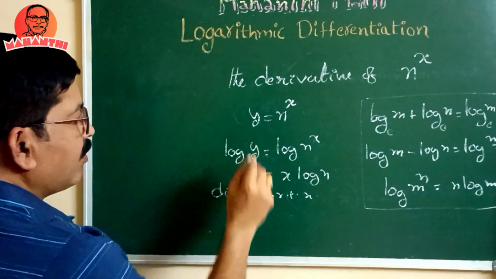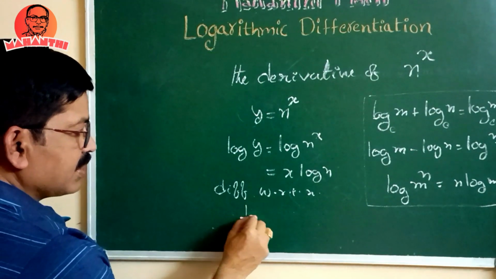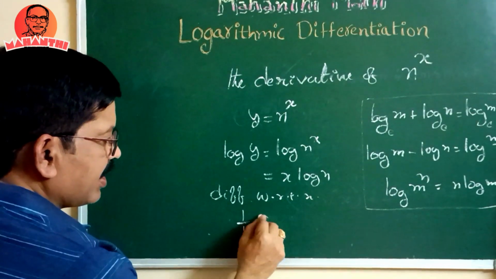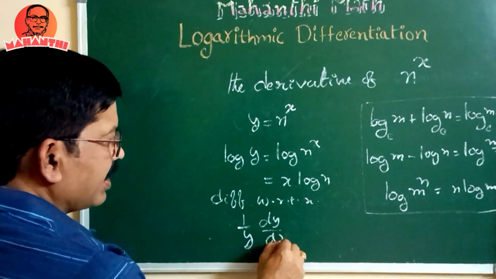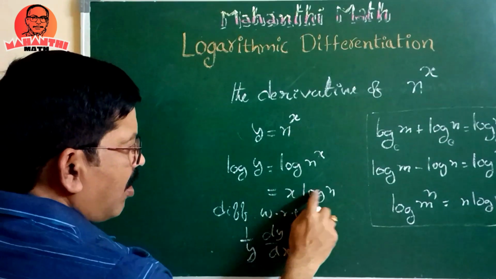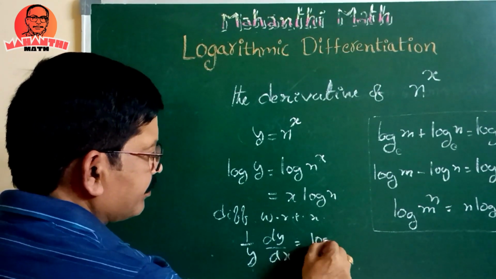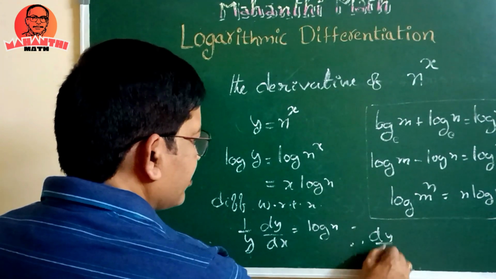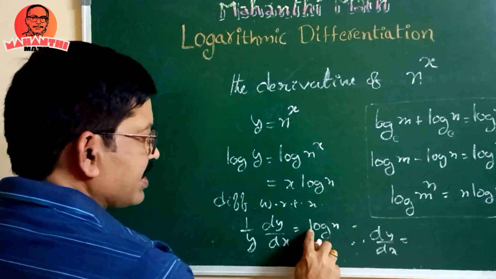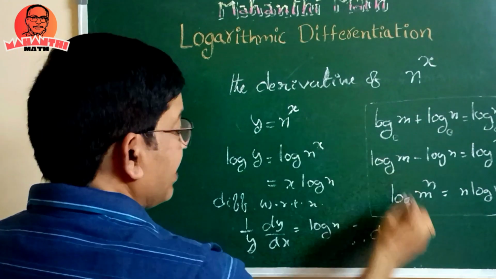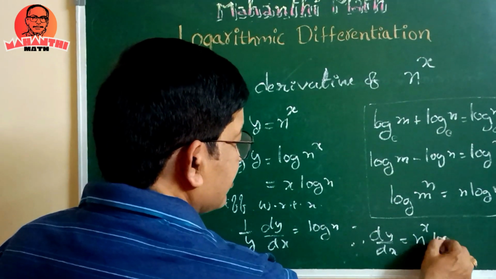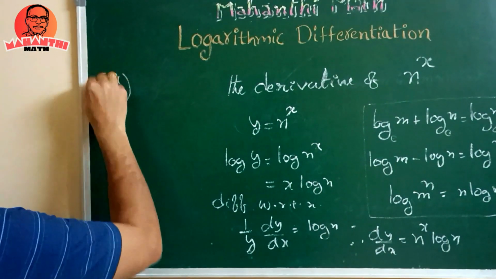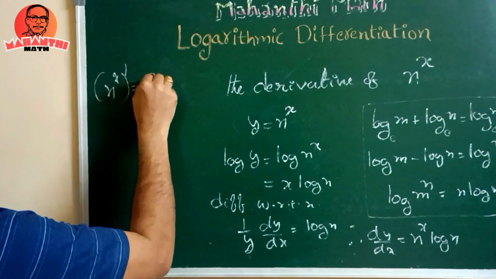Now what is the derivative of log y? Derivative of log y is 1 by y. Since this is y term and we are differentiating with respect to x, we have to write dy by dx equal to log n into x derivative is 1. So here dy by dx equal to y multiplied by log n. Y is what? N power x. N power x into log n. So the derivative of n power x is n power x into log n.